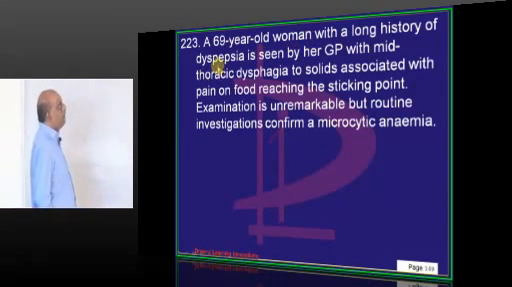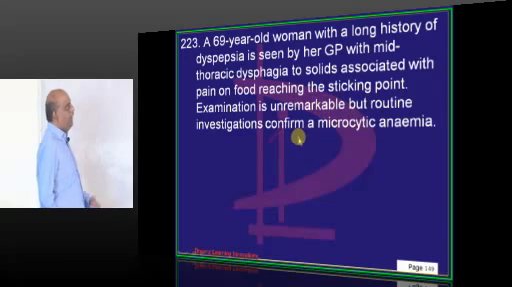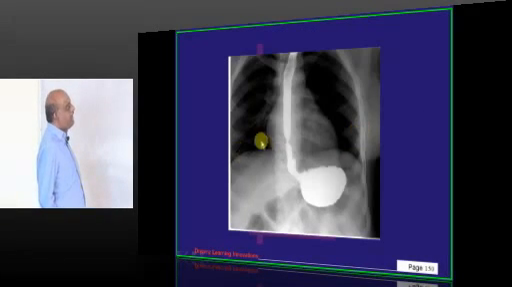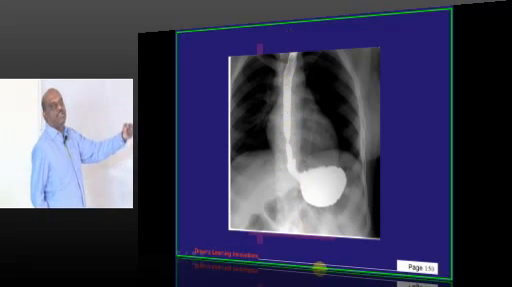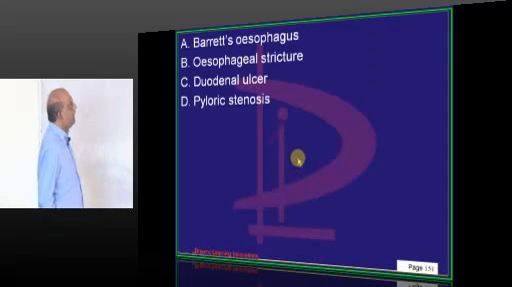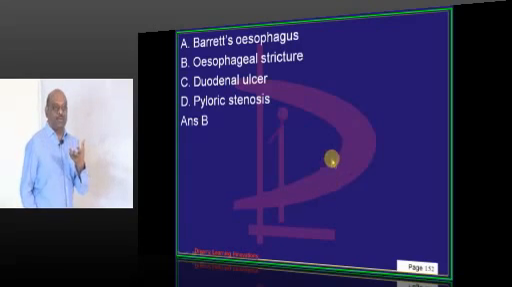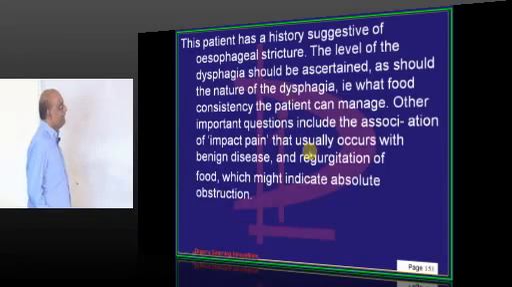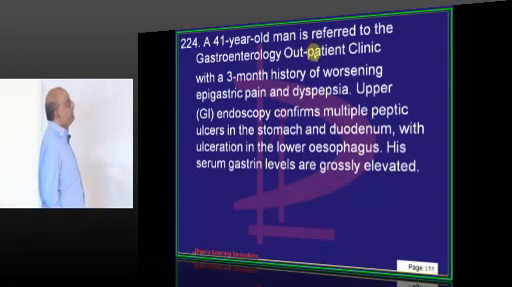A 69-year-old woman with long history of dyspepsia, and there is a sticking point and there is a microcytic anemia. So classically this is a case of esophageal constriction. Esophageal stricture is what you are able to see, which makes the person feel like food is sticking, doctor, is the classical history.